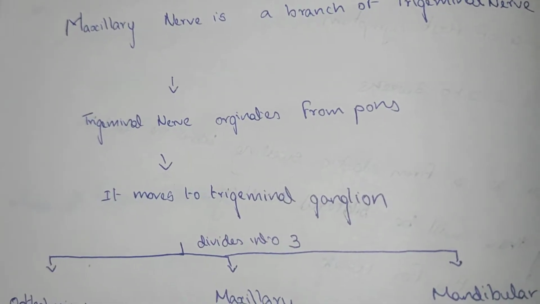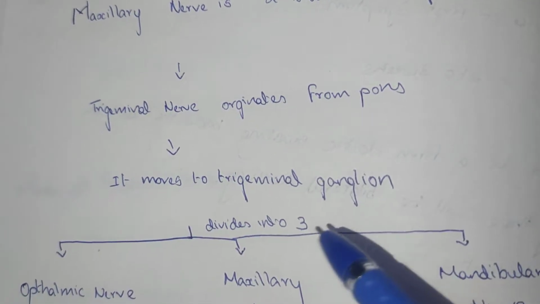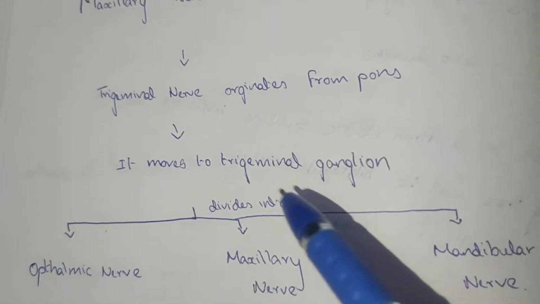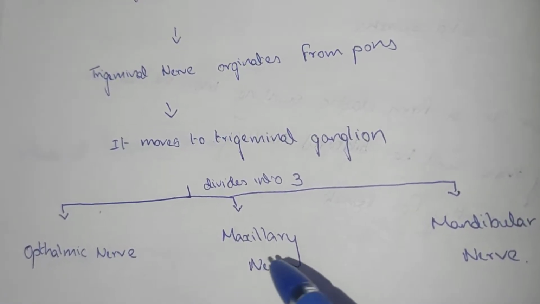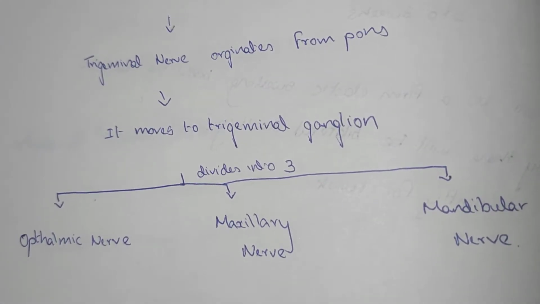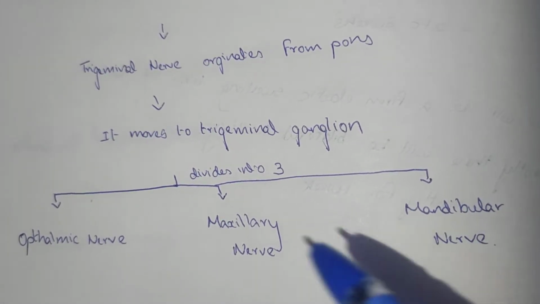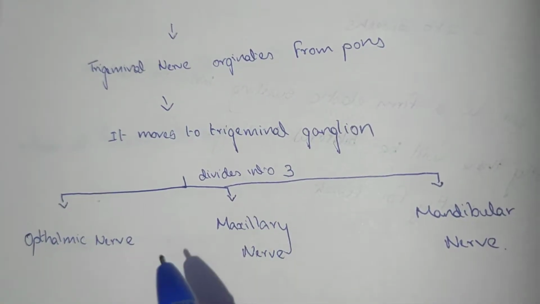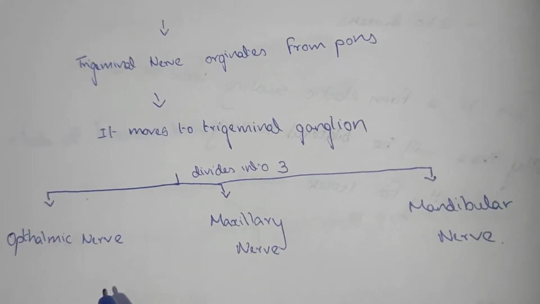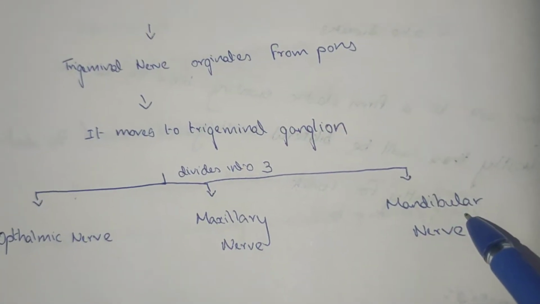It moves forward to the trigeminal ganglion and divides into three. From the trigeminal ganglion, it divides into three. One is ophthalmic, another one is the maxillary nerve, and another one is the mandibular nerve. These are the three divisions of the trigeminal nerve. First branch is the ophthalmic nerve, second branch is the maxillary nerve, third branch is the mandibular nerve.